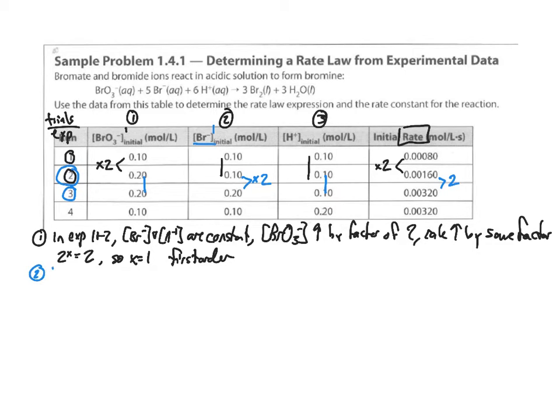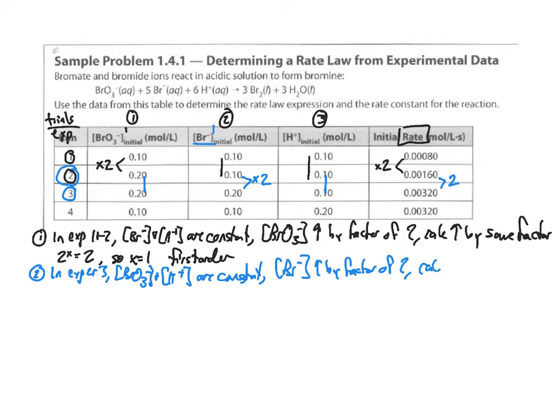And I would write almost the exact same thing, right? So in experiments 2 and 3, bromate and H plus are constant. Bromine increases by factor of 2. Rate increases by same factor. 2 to the x equals 2, so x equals 1, first order. So I've done it for those two. I still need to do it for the hydrogen.